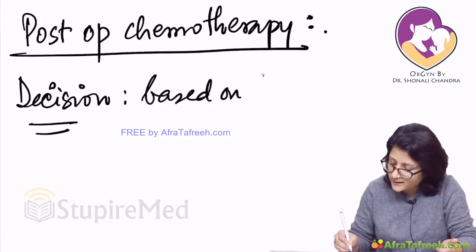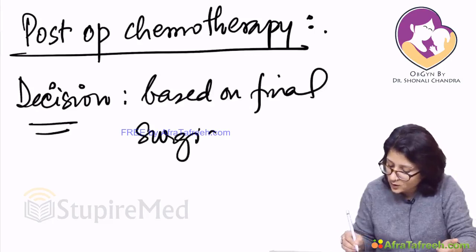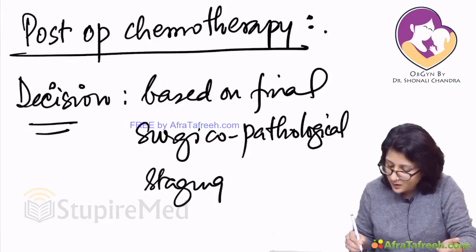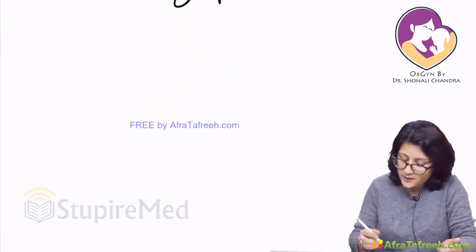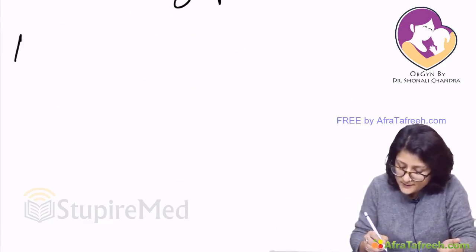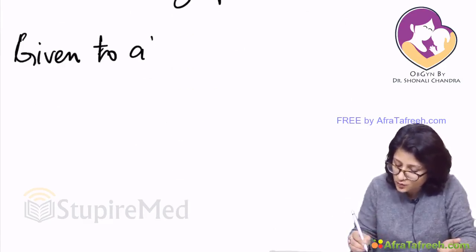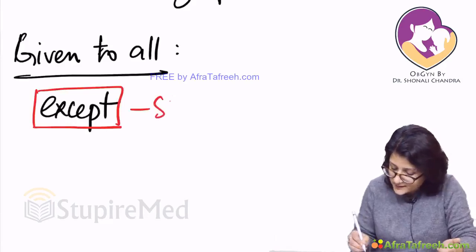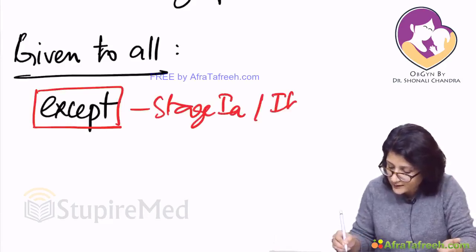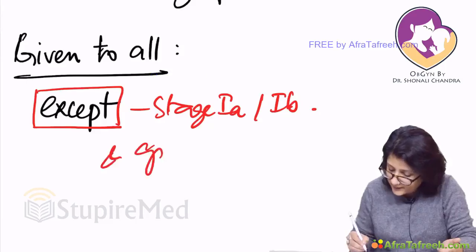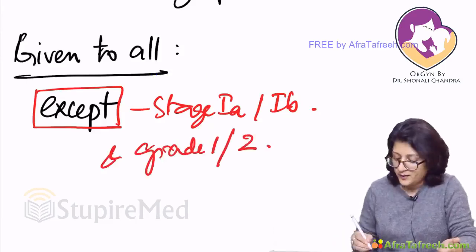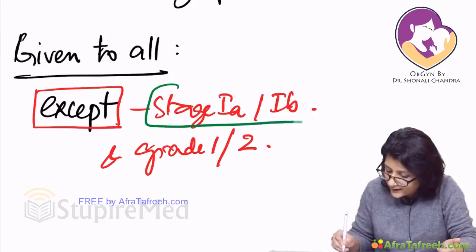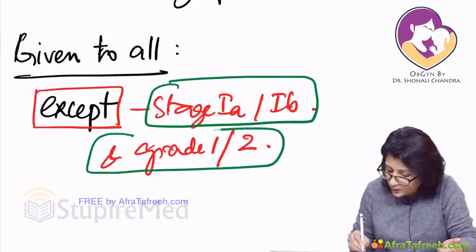It is based on the final surgico-pathological staging that we get. Okay, now what is seen now? Post-op chemotherapy is given to all. It is given to all except, very, very important, except stage 1A or 1B and grade 1 or 2. Okay, so only in these stages, only in stage 1A or 1B and grade 1 or 2.